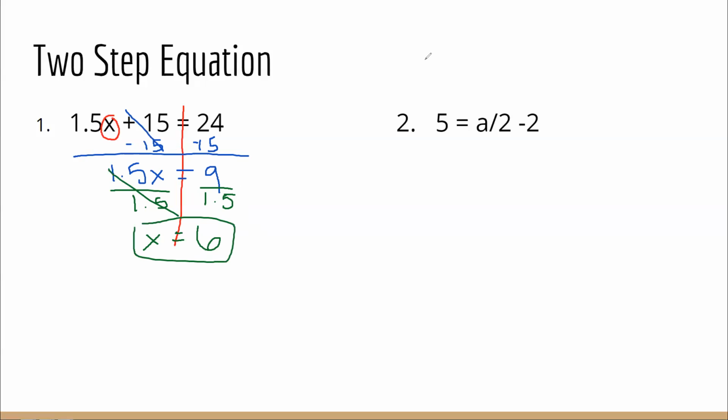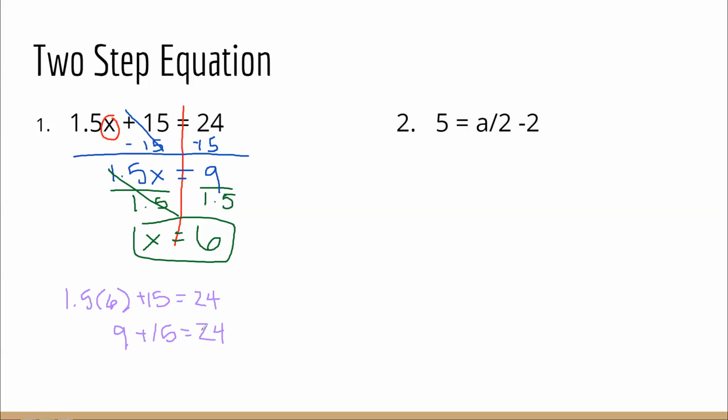We can double check it. So instead of writing an x, I'm going to be writing a 6. Whenever I substitute something back in, it's a good idea to put it in parentheses. So that's what I'm going to do. I'm writing 1.5 times 6 plus 15, and that should equal 24 at the end. So all I'm going to do in my calculator, I'm typing 1.5 times 6, and I get 9. And I still have that plus 15.